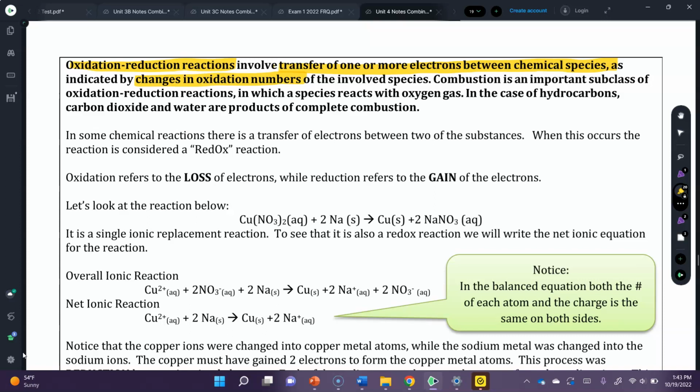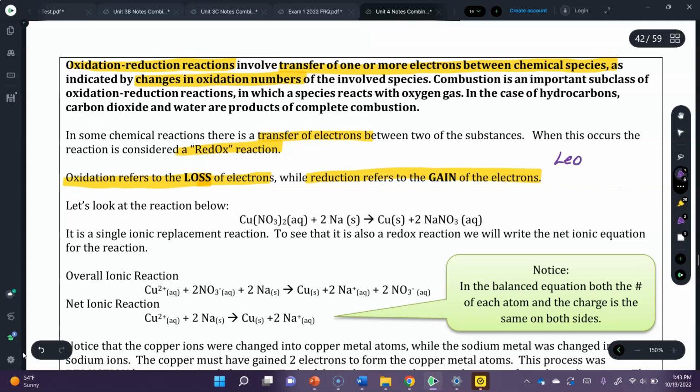In some chemical reactions, there is a transfer of electrons between two of the substances. When this occurs, so when we transfer electrons, this is considered a redox reaction. Oxidation refers to the loss of electrons, while reduction refers to the gain. A way to remember that is that Leo the lion says grr.